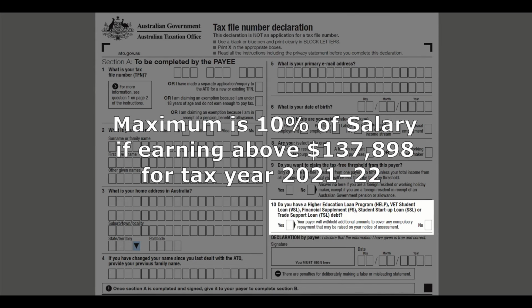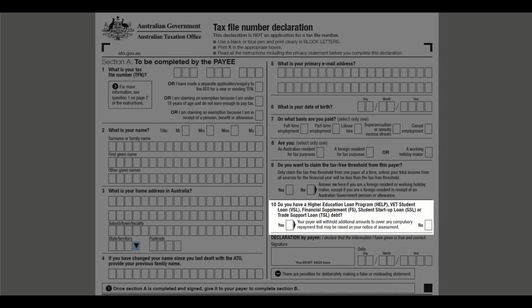If you do not answer yes and you do have a debt and you earned above the threshold, then you will be issued with a tax debt by the ATO when you lodge your tax return at the end of the tax year, which can be a big surprise for some. Once you have paid off your student debt in full, you can complete a new TFN declaration with your employer and change the answer to question 10 to no, and your employer will stop withholding extra tax from your salary or wages.